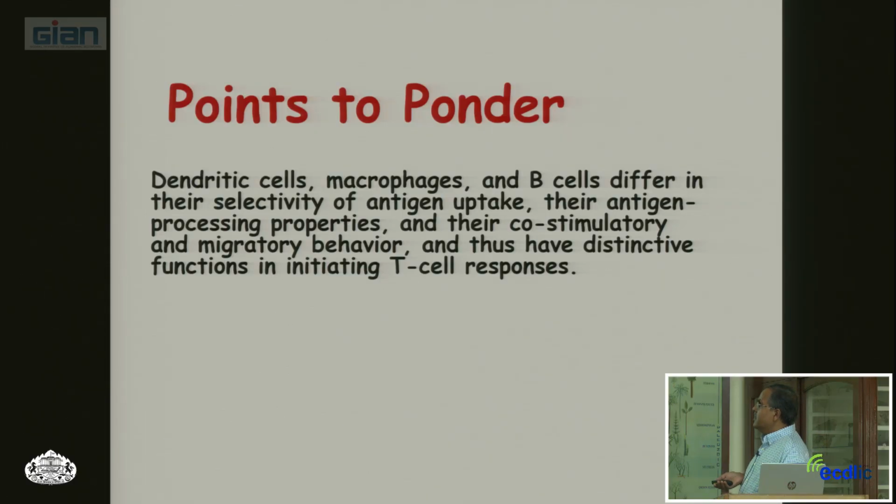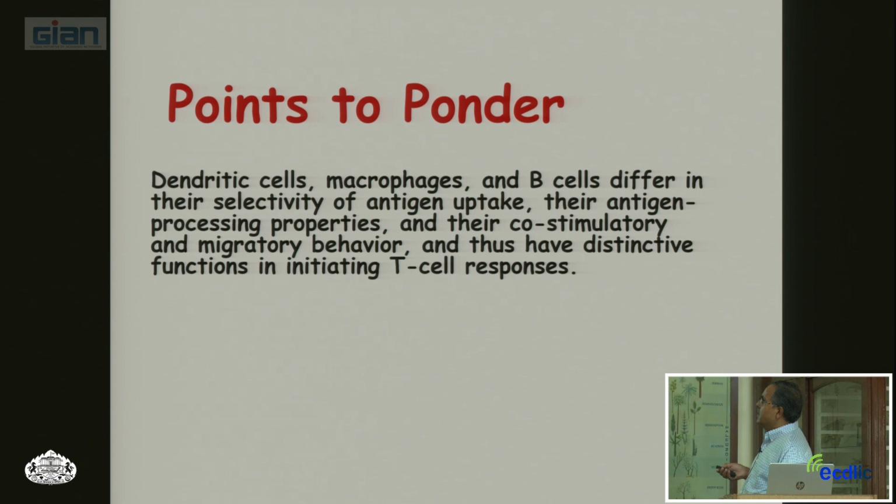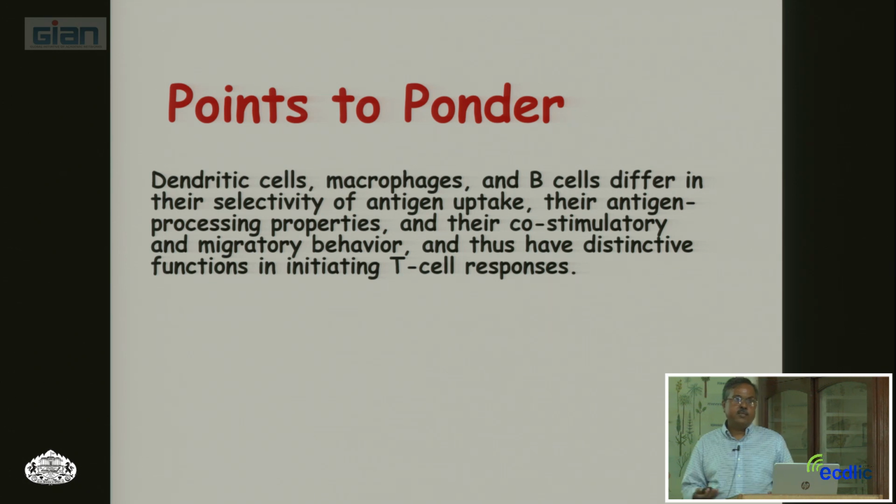So, again, I think this will be interesting not just for academic purposes, but also for your own research. Dendritic cells, macrophages, and B cells differ in their selectivity of antigen uptake, their antigen processing properties, and their co-stimulatory and migratory behavior. Thus, they have distinct functions in initiating T cell response. So, depending on your antigen and what area you are working on, you will choose and work with different kinds of antigen presenting cells, and decide on different kinds of adjuvants and factors which will help stimulate or suppress the immune response.